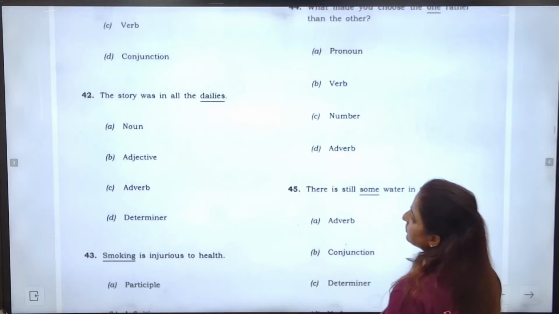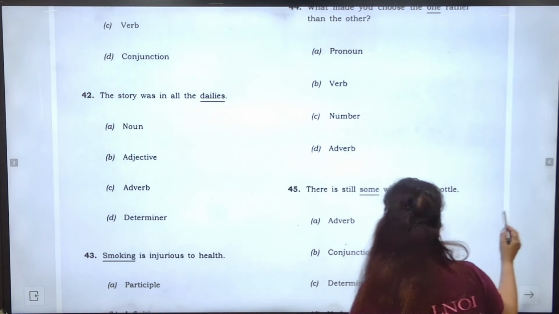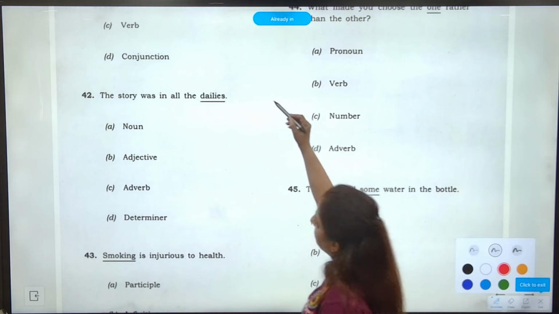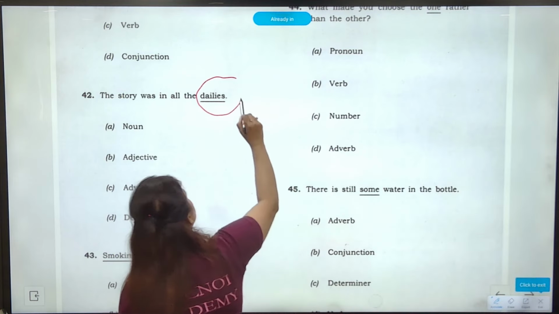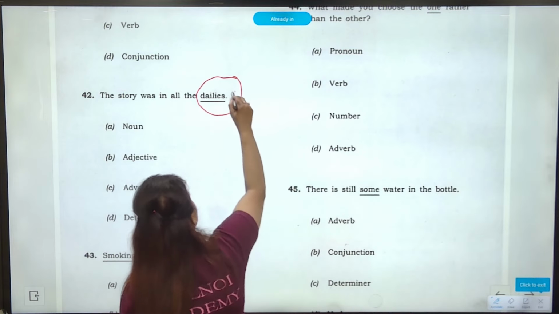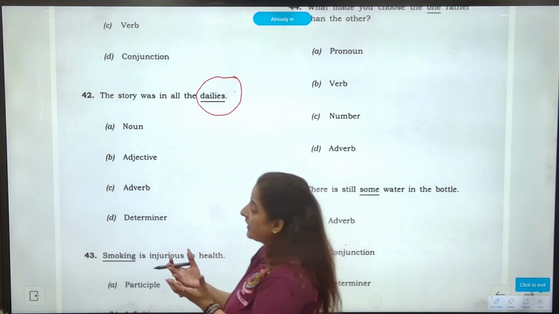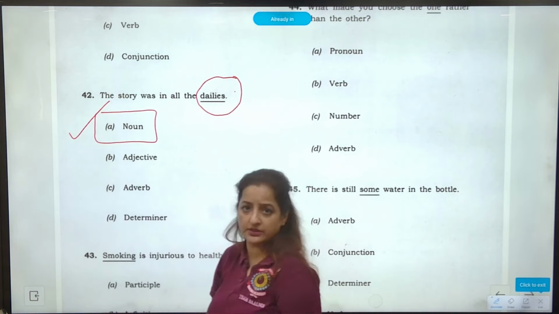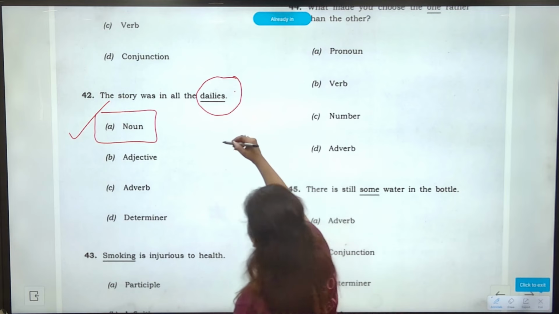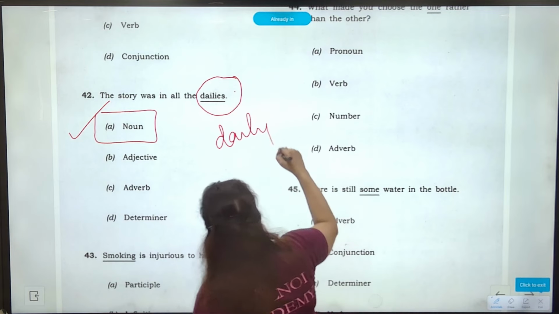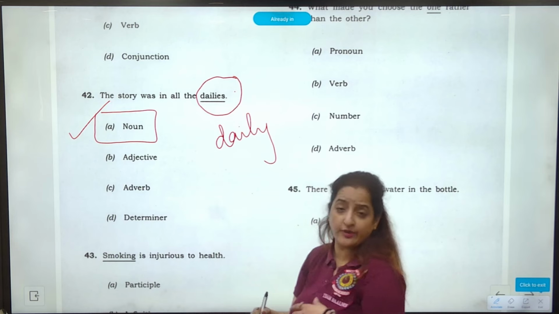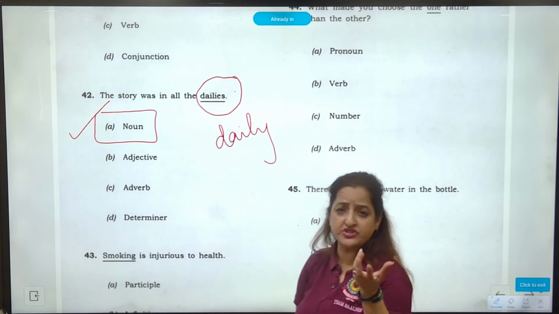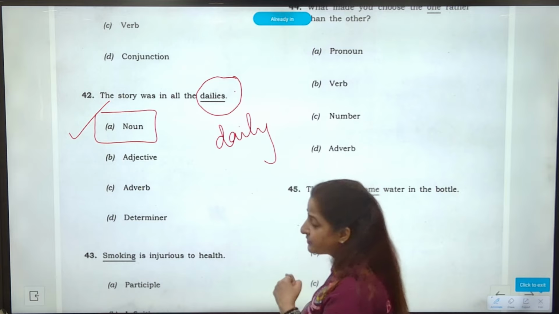Next question, the story was in all the dailies. What is the meaning of this word dailies over here? Dailies. It is about newspapers. And a newspaper is a thing, it's paper. Right? So things are what? Things are nouns. Daily is over here, D-A-I-L-Y. Most people only know daily means every day, but daily also is a noun for newspaper. Which daily do you read? Which newspaper?